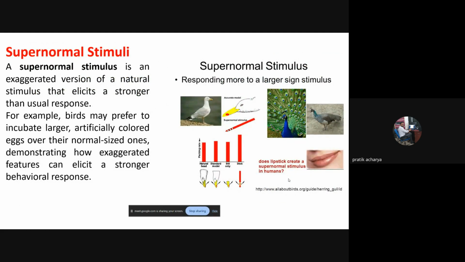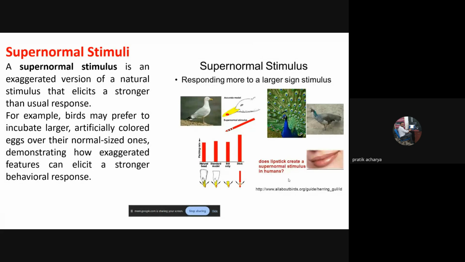Then another associated factor is supernormal stimuli. Supernormal stimuli means responding more to a large sign or stimulus. Okay. An exaggerated version of a natural stimulus that elicits a stronger than usual response. When birds prefer to incubate larger or artificially colored eggs. Okay. There is also the example of lip and lipstick.